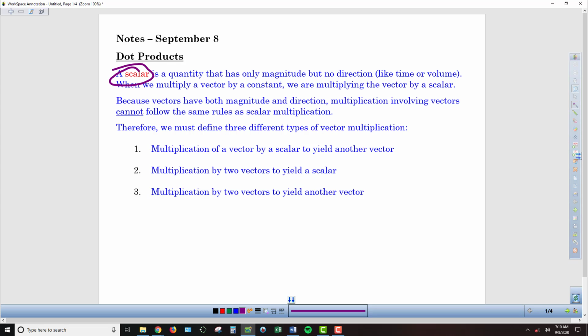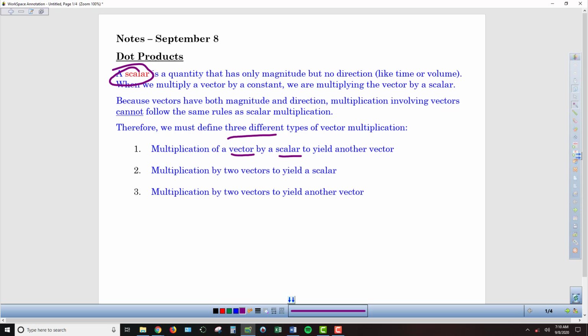We can also have a vector multiply another vector, but because vectors have both magnitude and direction, we can't just multiply the numbers and be done with it. It's a little bit different. And so there's actually three different types of vector multiplication that are defined. The first is the simplest. So this is where we're multiplying a vector by a scalar. And so the end result is you just end up with another vector.